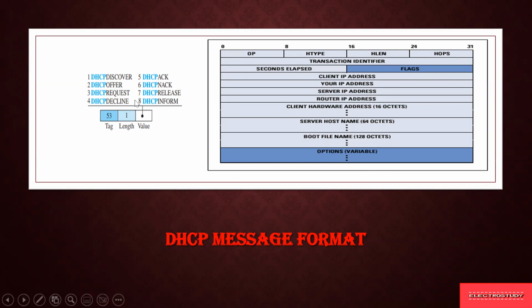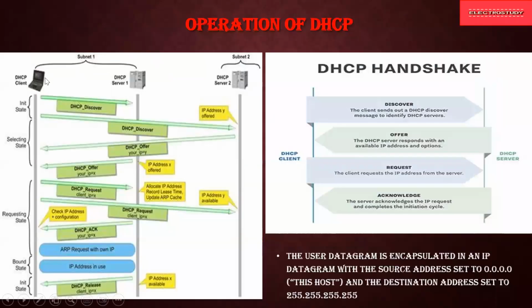Suppose if the value is 1, then it is DHCP discover. So it will discover the client address, server address. If it is 2, it will offer the server or the client with multiple options. 3 means DHCP request, 4 is DHCP decline, 5 is DHCP acknowledgement, 6 is DHCP negative acknowledgement, 7 is DHCP release, and 8 is DHCP information. Whenever you give a value, that particular message will be performed.